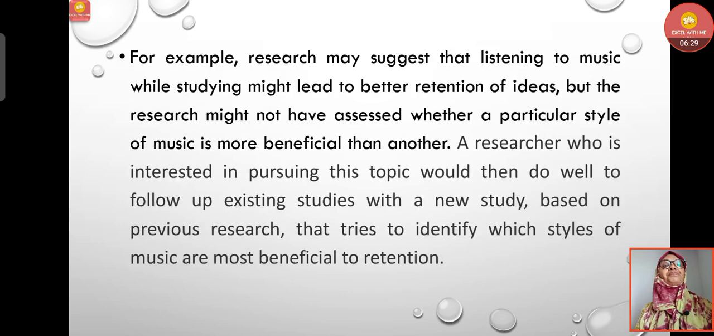on a topic. For example, research may suggest that listening to music while studying might lead to better retention of ideas. But the research might not have assessed whether a particular style of music is more beneficial than another. So what happens here? A researcher who is interested in pursuing this topic would then do well to follow up existing studies with a new study based on previous research that tries to identify which styles of music are most beneficial to retention. So this is why review of literature is important, needed here.